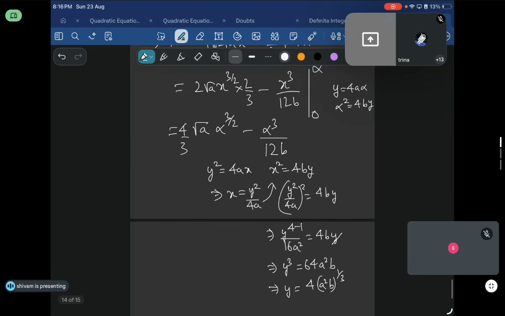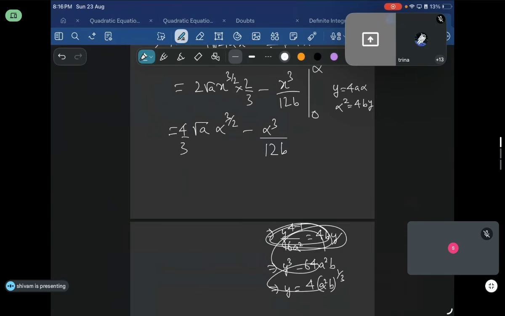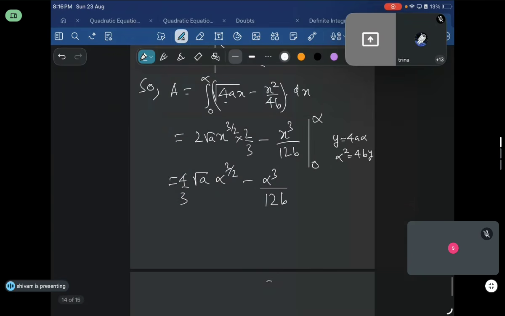Alpha is the intersection point, right? Yes. Then x is there. So let us find out alpha only. So y square is equal to 4a alpha and alpha square is equal to 4by. So from here, what is alpha cube? Alpha cube is equal to 64 b square y square, right? No, no. No.